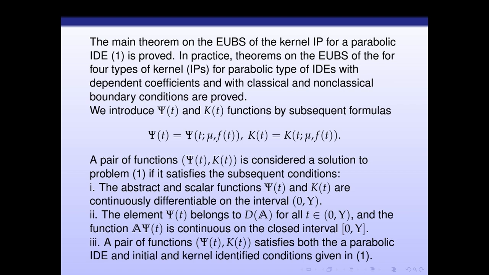A pair of functions psi of t, k of t is considered a solution to problem 1 if it satisfies the subsequent conditions. First, the abstract and scalar functions psi of t, k of t are continuously differentiable on the given interval. The element psi of t belongs to the domain of A for all t, and the function A psi of t is continuous on this closed segment. The pair of functions psi of t, k of t satisfies both the parabolic integral differential equation and the initial and kernel identification conditions given in 1.